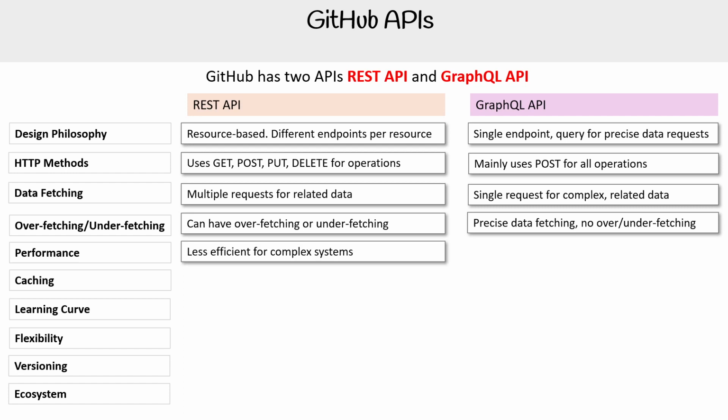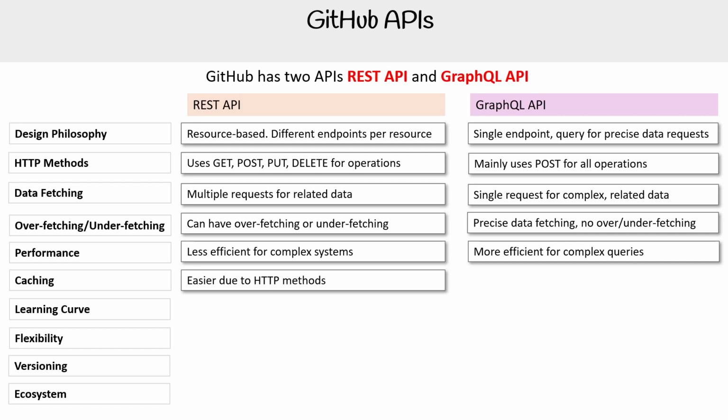For performance, it is less efficient for complex systems. But you know what? I think that is something we could argue because I still really like REST APIs. For GraphQL, it's more efficient for complex queries. For caching, it's easier due to HTTP methods. For GraphQL, it's more challenging due to post methods.